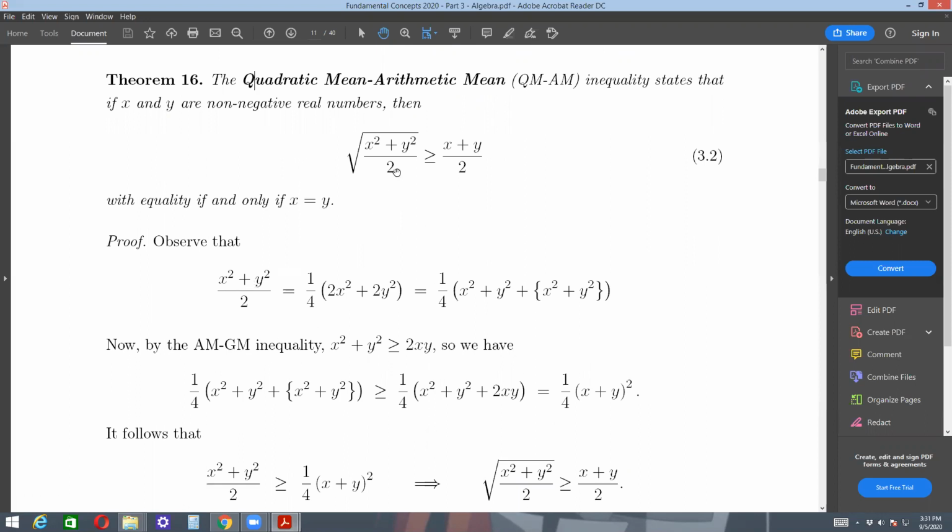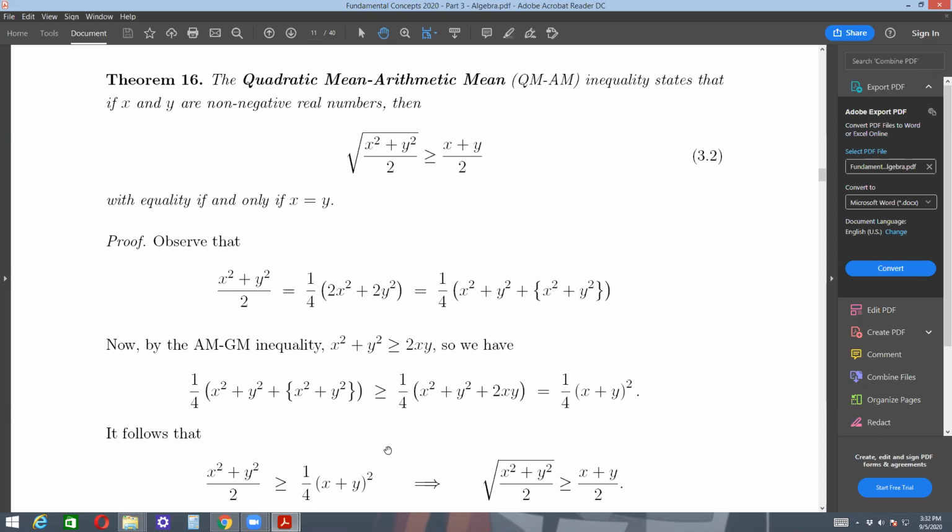So notice that this thing inside here is really a quarter of this, right? Which you can write as a quarter of, you take one of the x squared, another of the y, one of the y squared, and then you group the other two terms here. What we're going to do is use the AM-GM inequality on this, right?